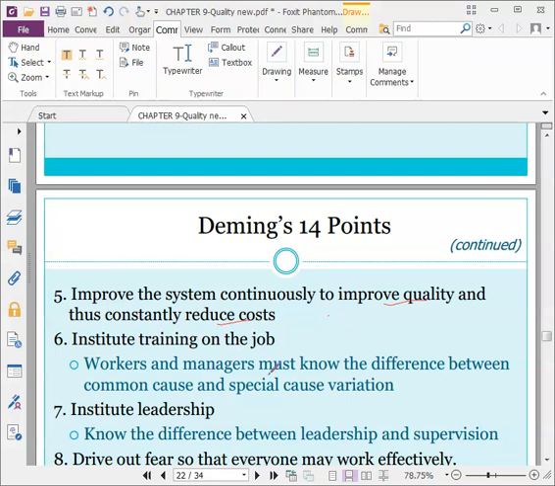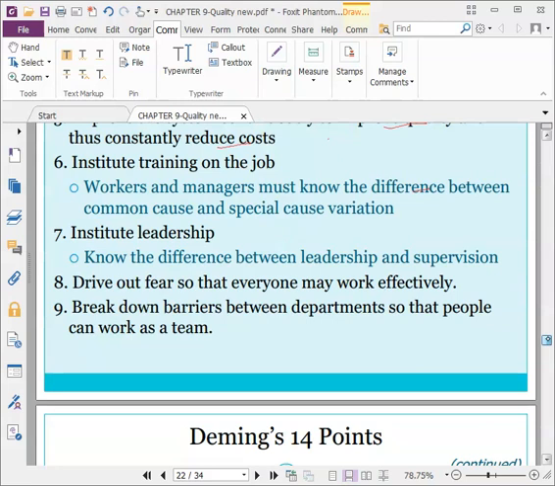Workers and managers must know the difference between common cause and special cause variation. Okay, 7, institute leadership. Know the difference between leadership and supervision. Kalau leadership dia lebih kepada dia akan encourage, okay, encourage the employees. Okay. Supervision just kita pantau kerja. Okay. It is different things. Okay. Leadership, not every person has good leadership. Okay. But every person can do the supervision work. Okay. Siapa pun boleh pantau. Tapi in terms of kita nak encourage, kita nak motivate the employees, kena ada leadership skill.